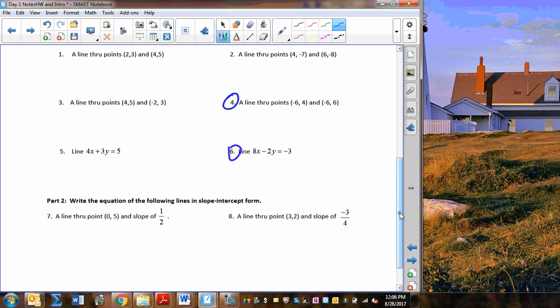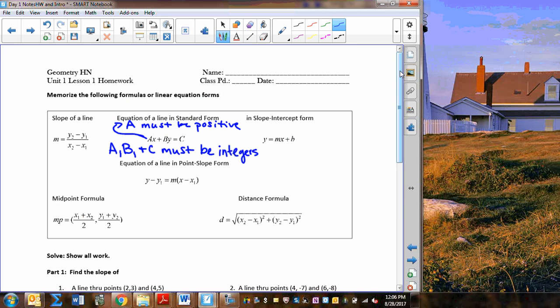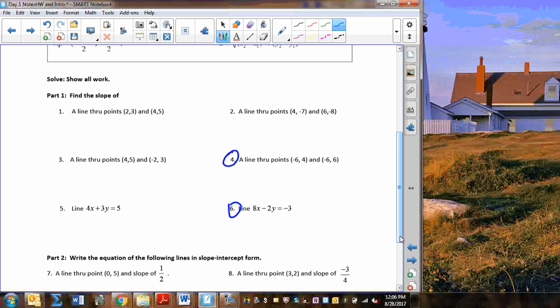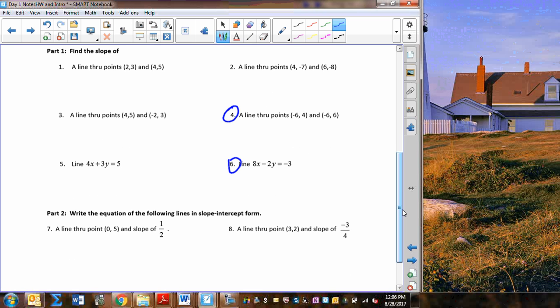All right, let's take a look at number 6 first. What form is this currently in? Yeah, standard form. Now, when we look at standard form, we see that we don't have m, which represents slope, anywhere in our equation there. So what can we do in order to find the slope with number 6? Okay. Isolate the y. Good, isolate the y. I love that you use that math word, isolate. Good. We want to isolate the y, which means get it by itself.